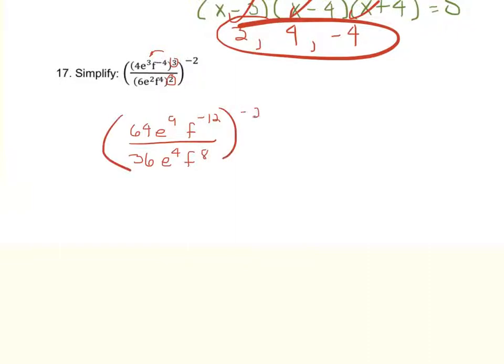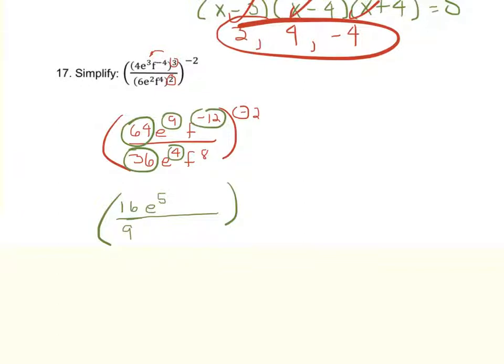All to the negative 2 power. Now before I raise it to the negative 2 and flip the whole thing over, what I'm going to do is simplify inside here. So 64 over 36, both divisible by 4, 16 over 9. e to the 9th over e to the 4th, that gives me e to the 5th on top. And that negative 12 means 12 on the bottom. So that's f to the 20th, because I already got 8 down there.